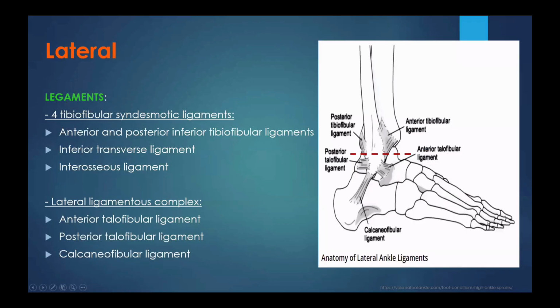Let's talk about the ligaments of the lateral aspect of the ankle. First of all is tibiofibular syndesmotic ligament. It's usually at the level of talar dome. It is the communication between the tibia and fibula. Therefore there will be anterior tibiofibular ligament and posterior tibiofibular ligament. And we have two more ligaments, which are inferior transverse ligament and interosseous ligament. I will talk about each one separately.